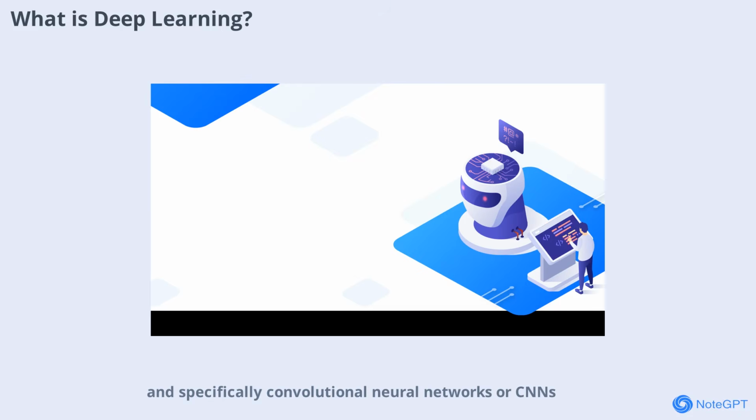This video will explore how deep learning, and specifically convolutional neural networks or CNNs, are used to process and understand images. By the end, you'll have a clear understanding of how these models work, their advantages, and their real-world applications. Let's begin by looking at the basics of deep learning and why it's so effective for image recognition.